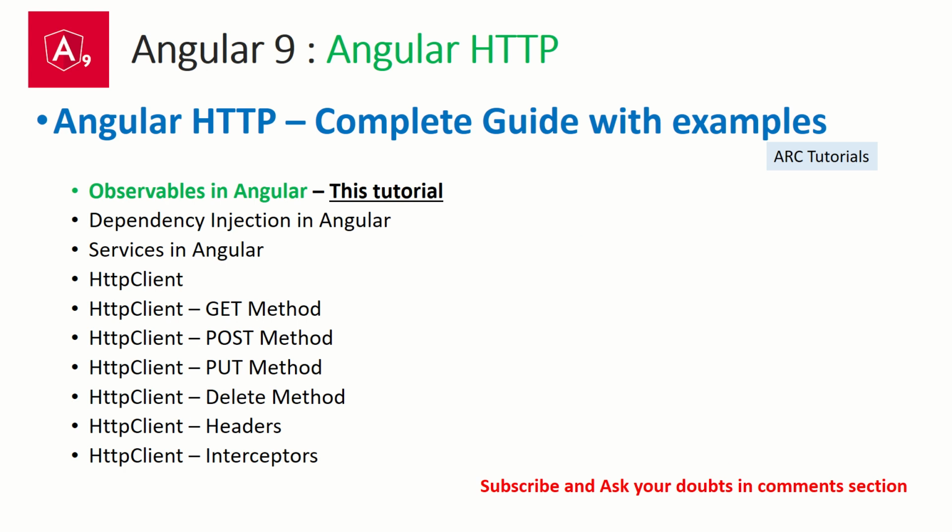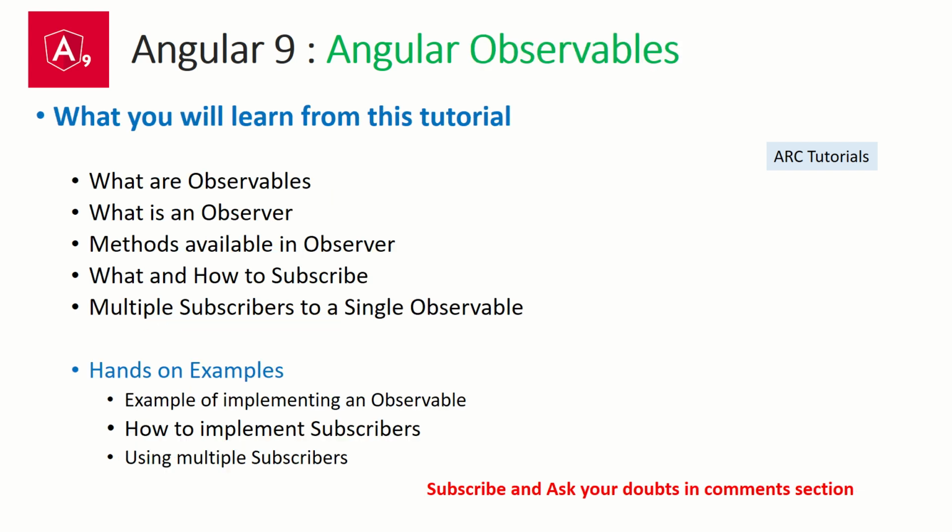Alright, so today we are starting on the Angular HTTP tutorial. Observables is the first in that series. It's important to know and learn about this because a lot of Angular implementation of HTTP involves observables. At the end of this tutorial, we'll be able to learn what are observables, what is an observer, what are the different methods available in the observer, how do we subscribe, what is a subscription, and how do we implement multiple subscribers to a single observable. All of this you'll learn at the end of this tutorial.